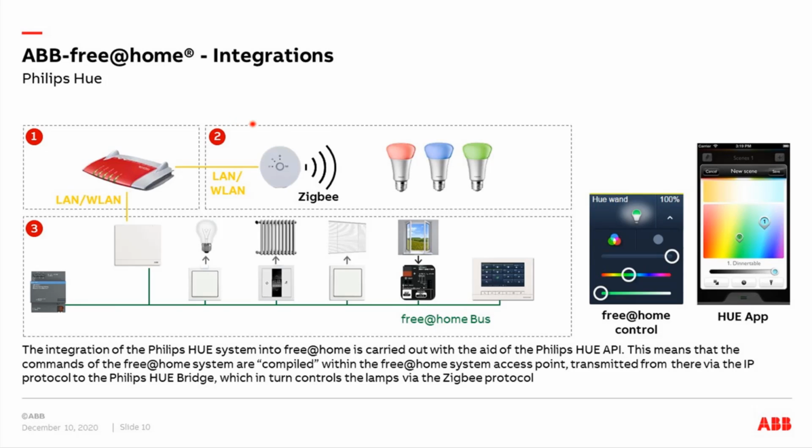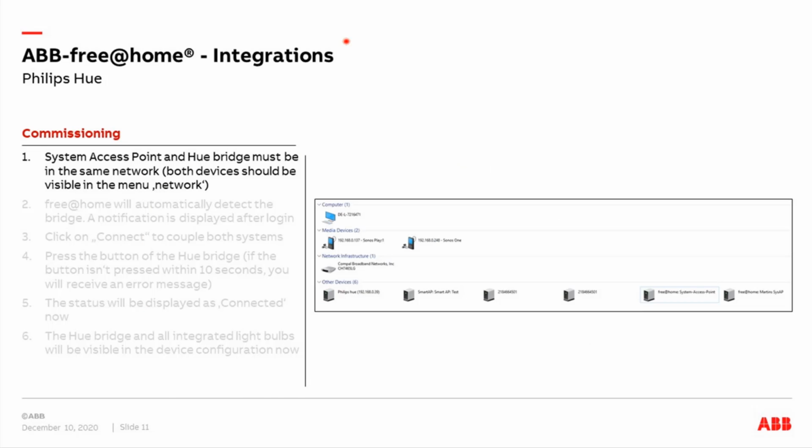So this is first of all the first step, or this is how the integration works in general. What do we have to do now when we want to commission the system access point on Philips Hue? First step is always check if really all devices are also visible in your network. So if you open your computer network settings, then you will find all network devices which are available in your private network. So here in this case, for example, my system access point, and I also see here my Philips Hue bridge. So this is always the first step to make sure that all devices are visible in my network.